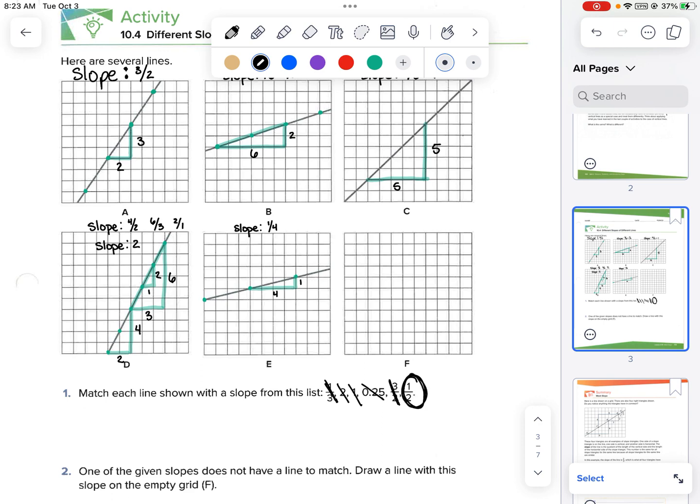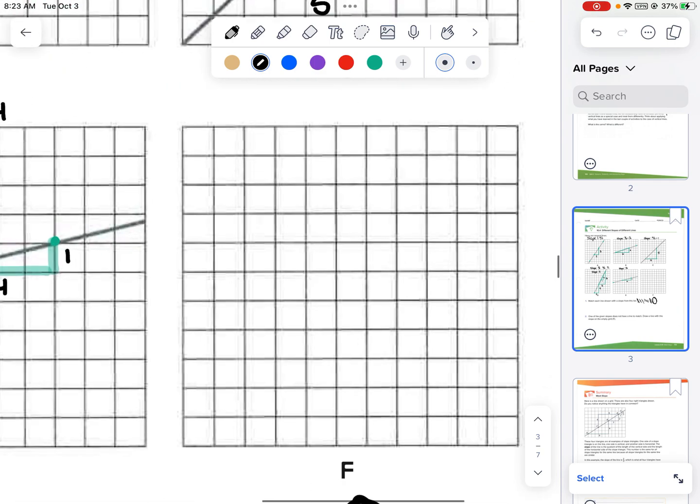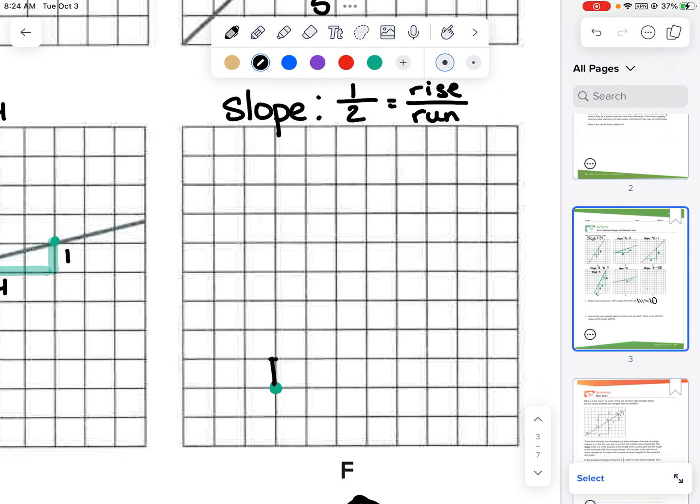It says to draw a line for this on empty grid F. Okay, fun part about knowing a slope and getting to draw our own line is we get to choose a point anywhere on the grid and use that. So my slope, we said, is 1/2. So my rise is 1 and my run is 2. Giving me a line that looks like this.